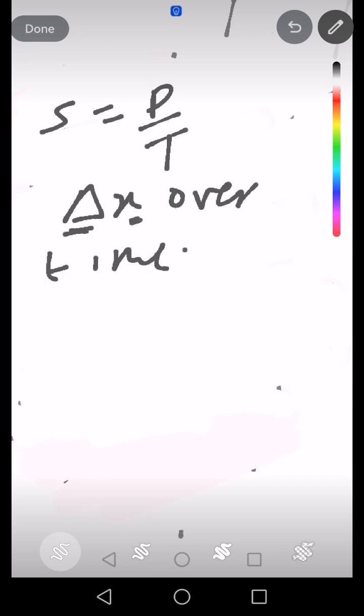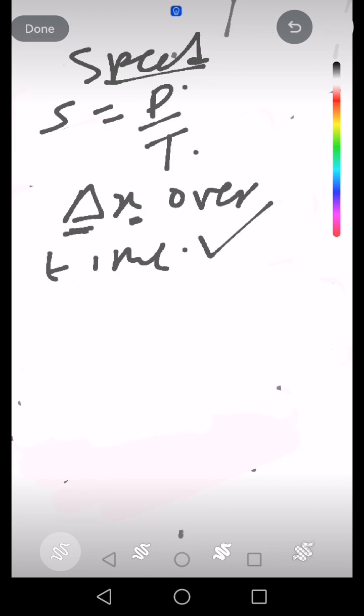So that is what we are calling speed. Distance over time, that is the definition. So the change of distance per time or over time, that is correct. Yes. And let's go now to velocity.